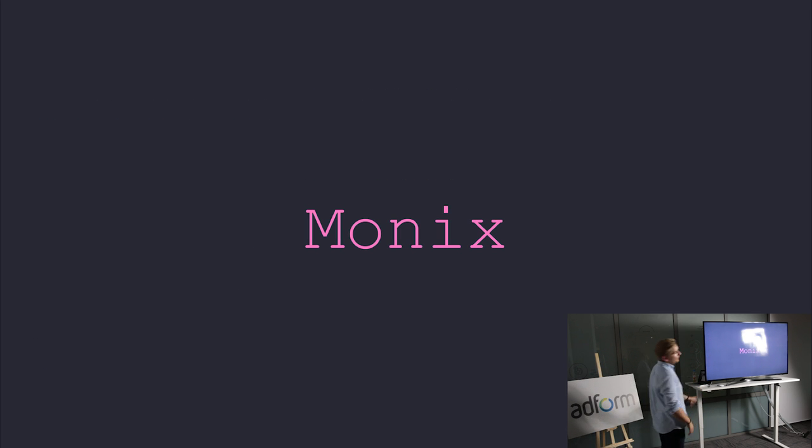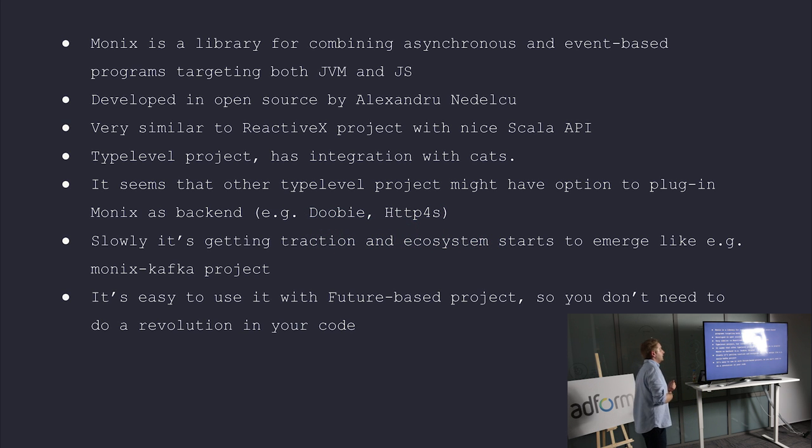Okay, so we went through all the hopes and troubles we have with Future. So now let's see how Monix can help with those things. So what is Monix? Monix is a library for asynchronous computation and event-based computation. It targets JVM and JavaScript. It's mostly developed by one person. That is a sad story, but this person is actually very good and very responsive. So I highly recommend, if you try to use Monix, to join the Gitter channel.